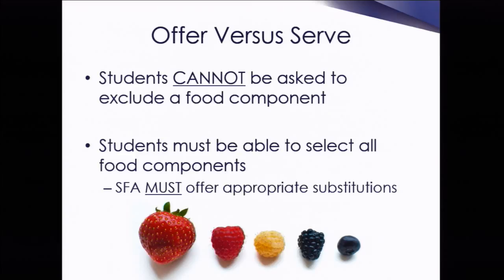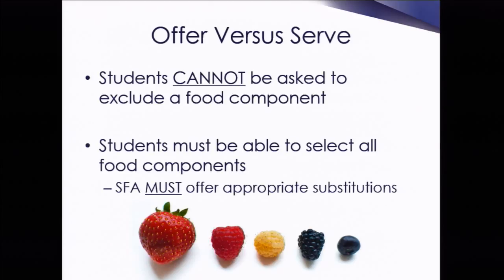In the case of meal modifications, a student cannot be asked to exclude a food component. This would not be considered a reasonable modification and could not be claimed for reimbursement. The student must still be offered all 5 components. If a student cannot have a food component being offered, the SFA is expected to offer a reasonable substitution for that component. Even if the student does not take the component offered, the option still needs to be available to them.